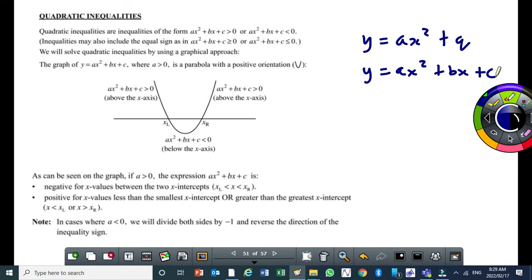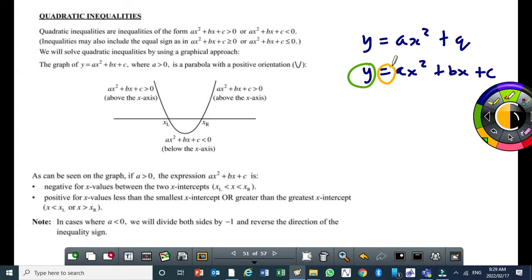Now, we can incorporate the quadratic function in grade 11 and quadratic equations together with the inequalities, okay? Whereby this y here, we can replace it, okay, by a specific number. Also, we replace that equal sign by an inequality sign, okay?